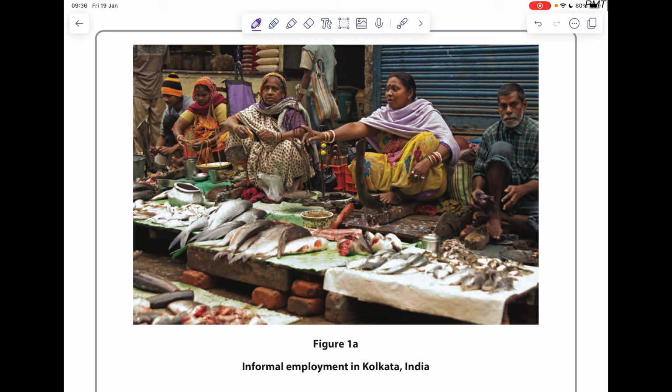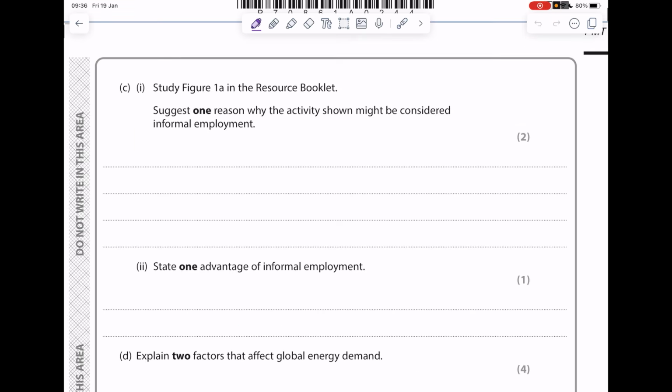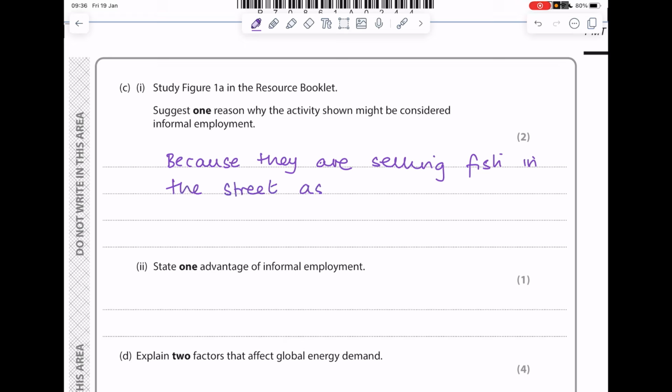And we know that they could easily be moved on should the government wish that. Not that they should, obviously. They should be allowed to sell their fish. So why is it informal employment? Because they are selling food or fish in the street as opposed to a designated market.